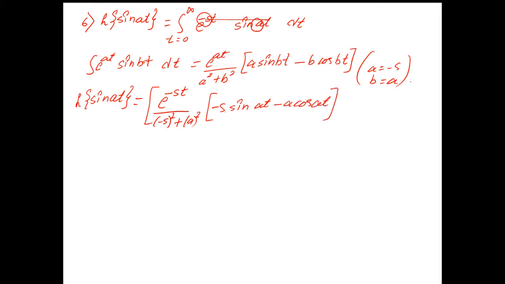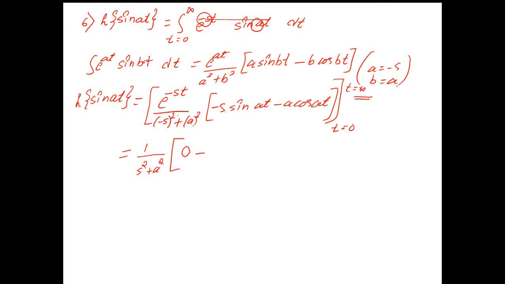Okay. b is equal to a and a is equal to minus s, and substitute the limit, t is equal to 0 to t is equal to infinity, and 1 divided by s square plus a square taken out. The remaining term, e power minus s into infinity: we substitute the upper limit, e power minus infinity is 0, so the whole term vanishes while substituting the upper limit.